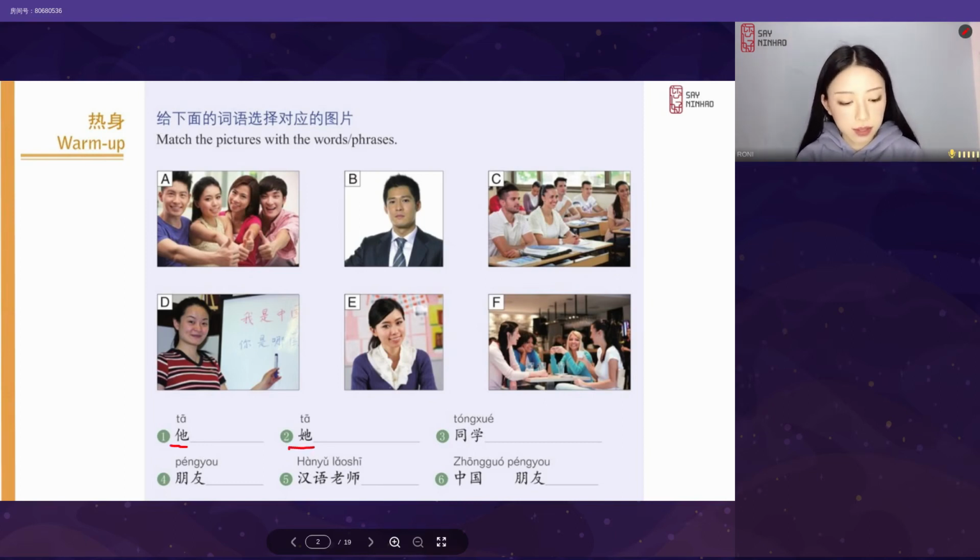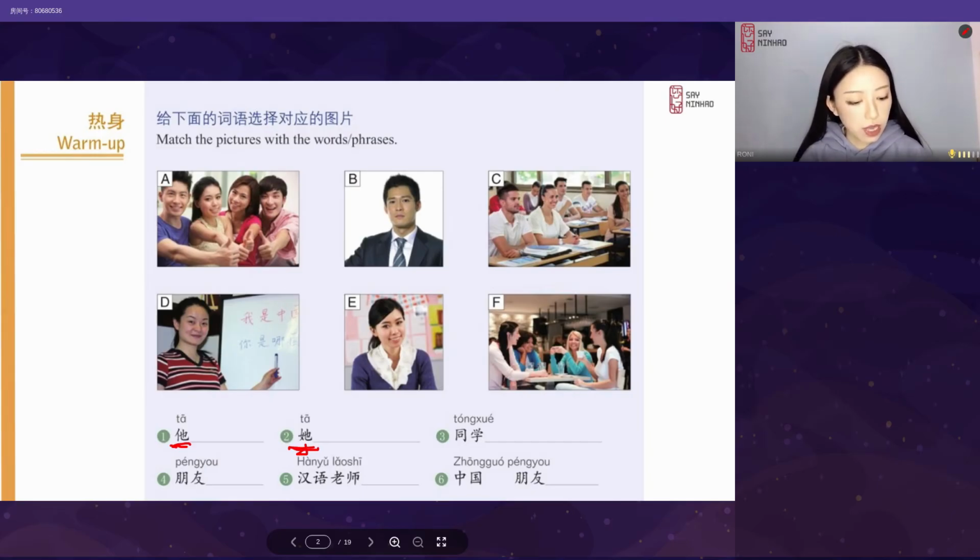Next one, the pronunciation is the same. It is still ta, but the character is a little bit different. So it means she or her, ta. So this one means he or just someone, and this one means her, she.